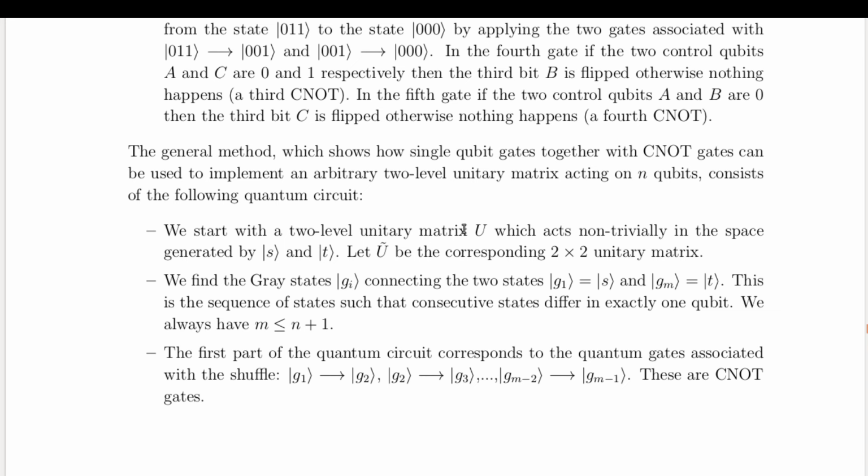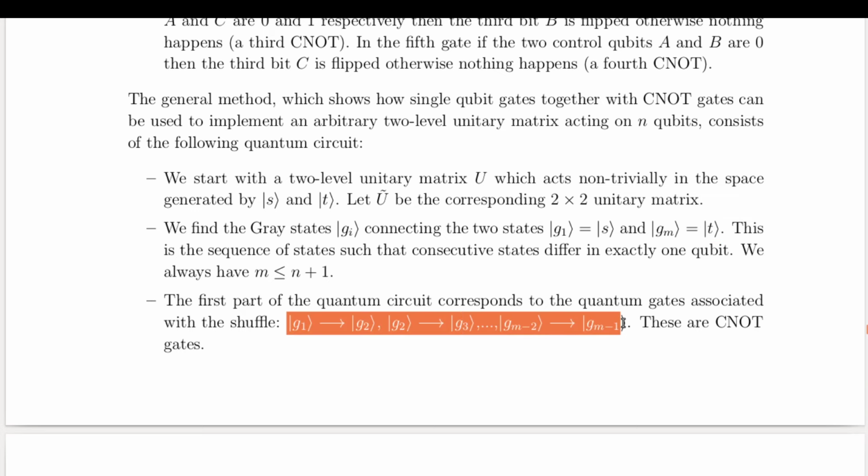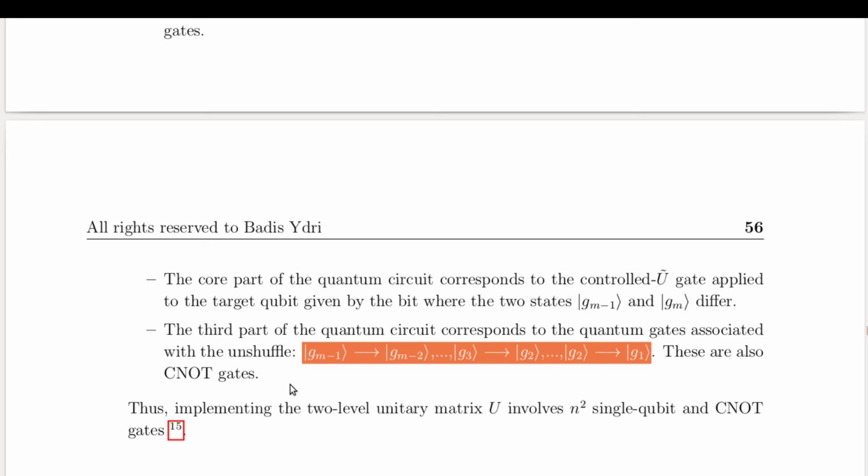Start with U. U acts on 2 states S and T with the corresponding 2 times 2 matrix U tilde. Gray code connection. Identify gray states Gi, connecting S to T, where consecutive states differ in 1 qubit. Shuffling with CNOT gates. Use CNOT gates to transform S to the state just before T. Core operation. Apply the controlled U tilde gate on the differing qubit. Unshuffling. Reverse the shuffle with CNOT gates to return to S. This approach uses n-squared gates, showcasing how basic operations build complex quantum circuits.